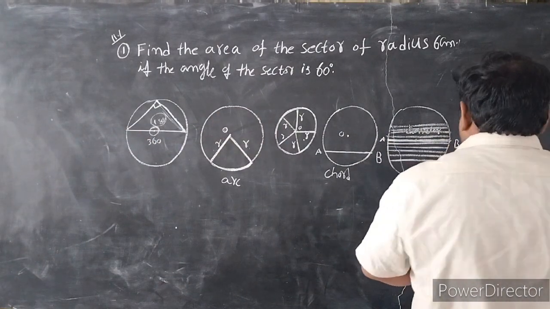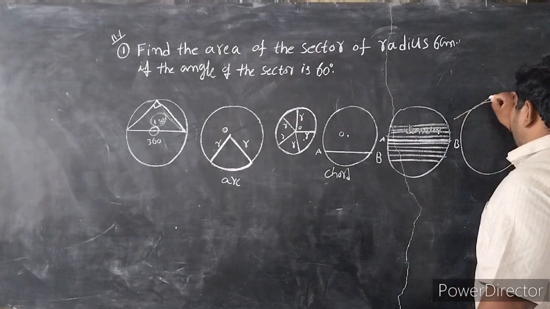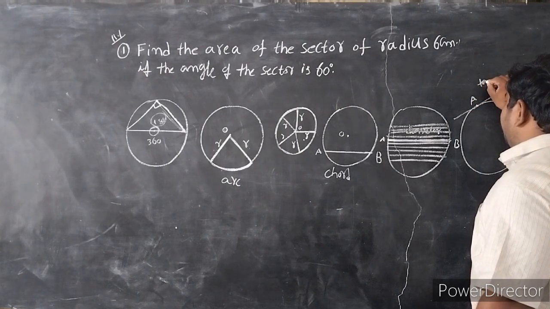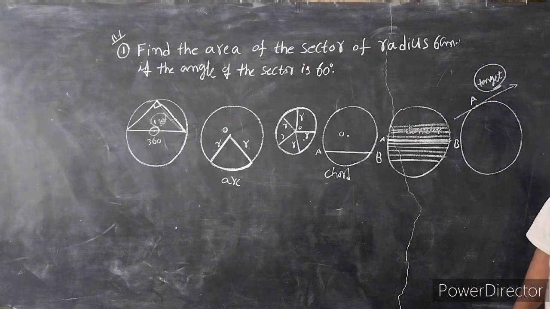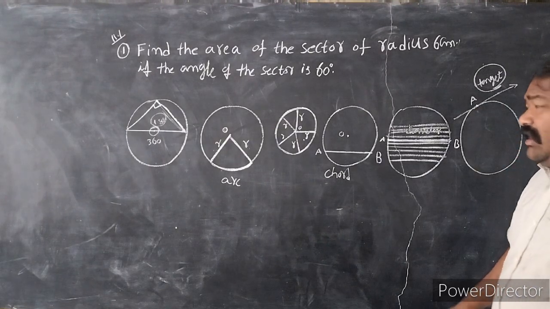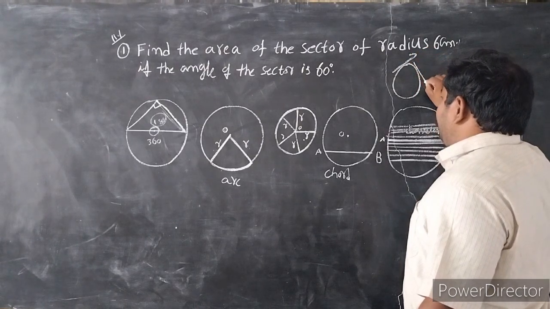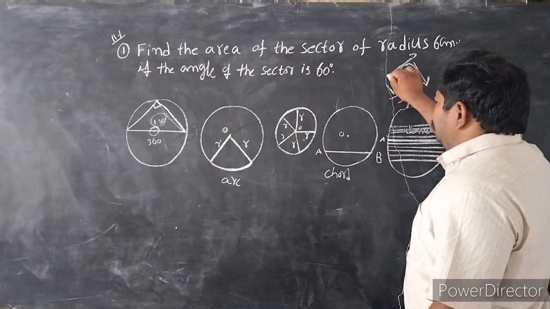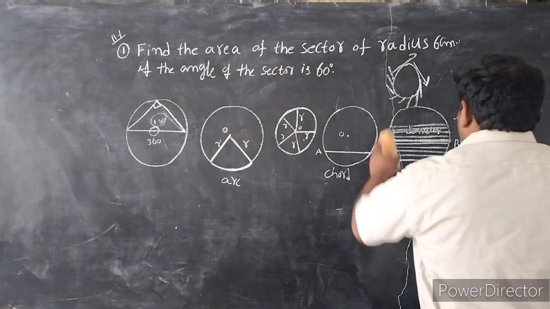90 degrees. And the next point: the line which touches the circle at only one point is called a tangent of the circle. For a given circle, we can draw an infinite number of tangents. These all are tangents, which touch the circle at only one point.